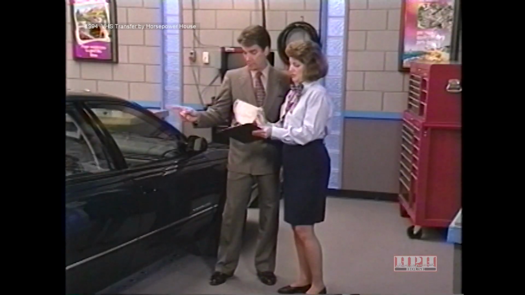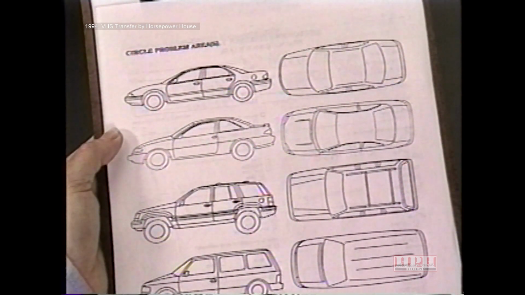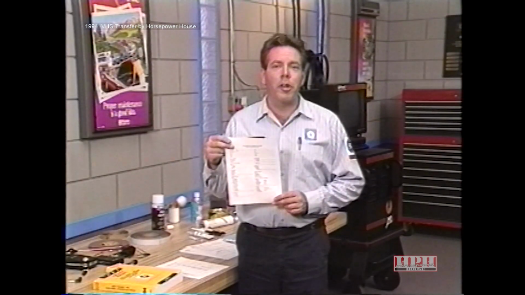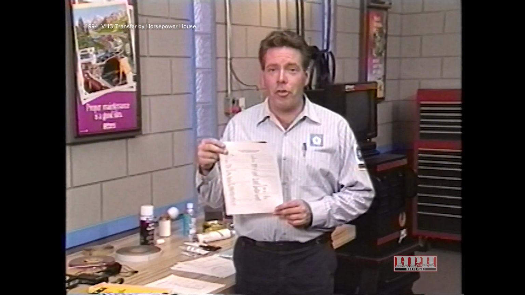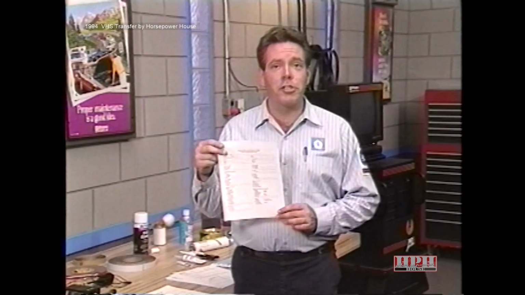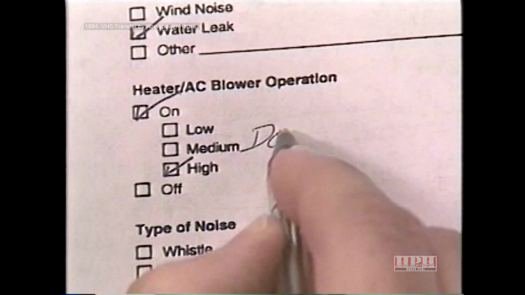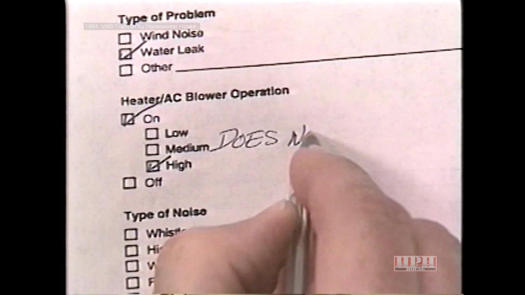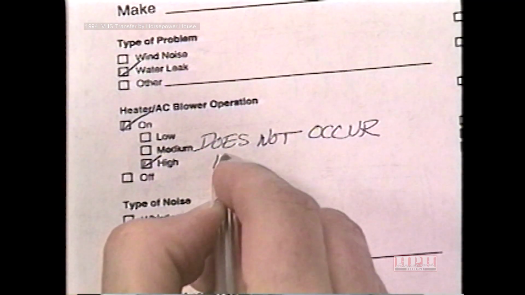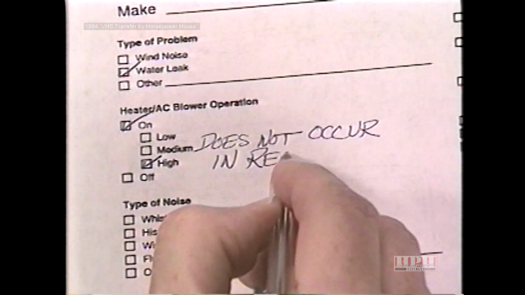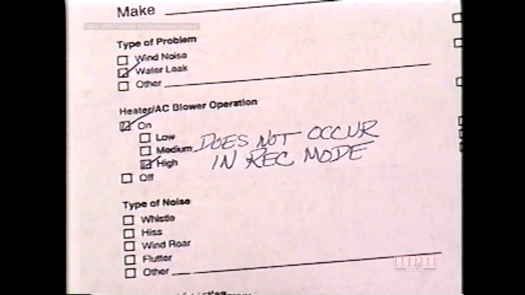It even gives a drawing of several different vehicles so the customer can better point out the problem area. The service writer should also note any pertinent information not on the form that may help the technician in diagnosis. For example, under the heater AC blower operation section, a good service writer would not only mark the appropriate on-off or low, medium, high boxes, but would also note if the condition occurs in vent or defrost modes, or when the recirculation button is pressed.